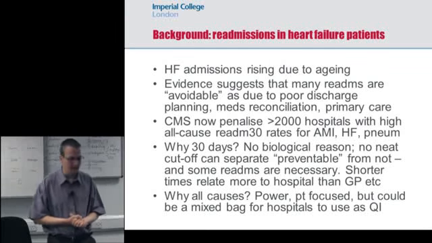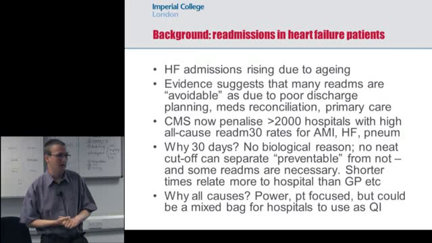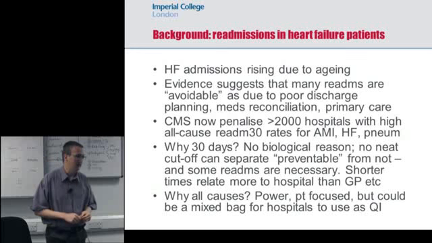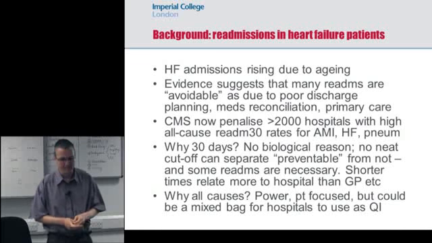So next issue is, well, why all cause? Why combine all cause of readmissions? Well, the advantage is, of course, you gain statistical power. It's patient-focused in a way. The patient still ends up back in hospital. It's still a big event for them.